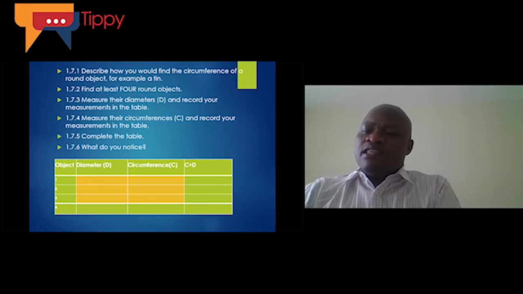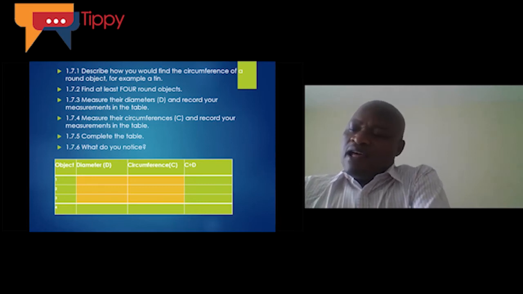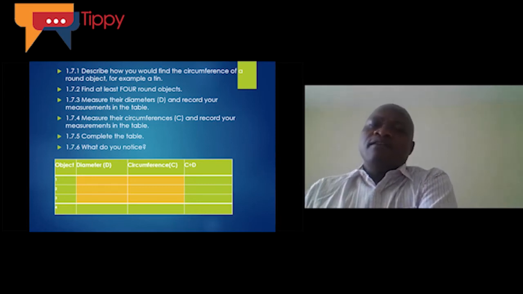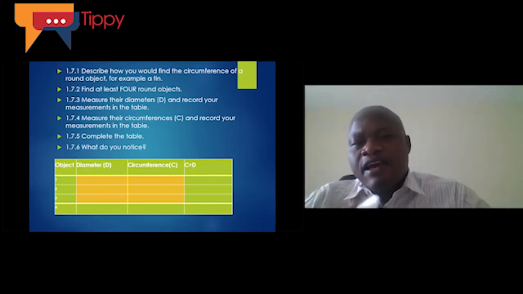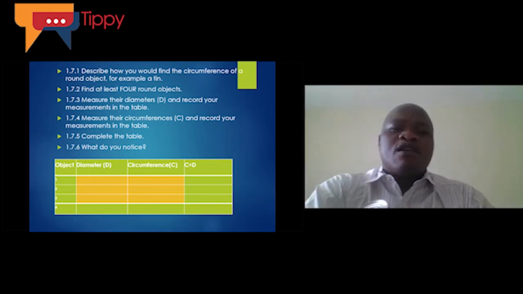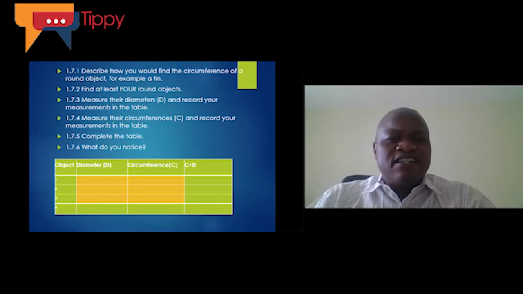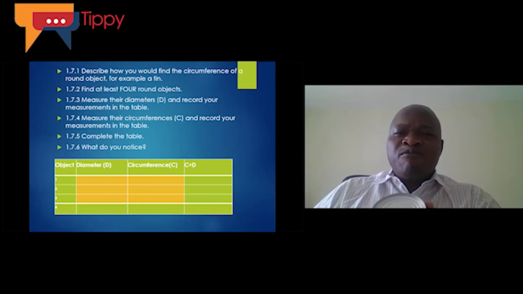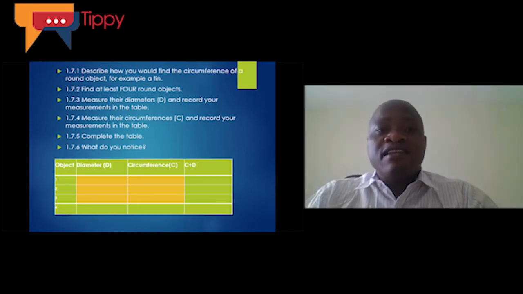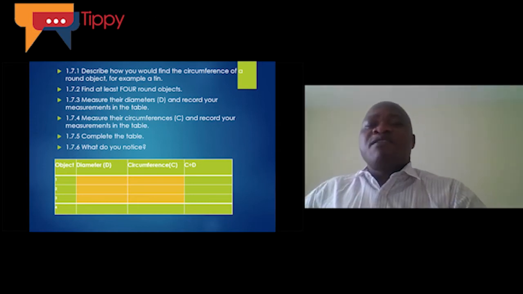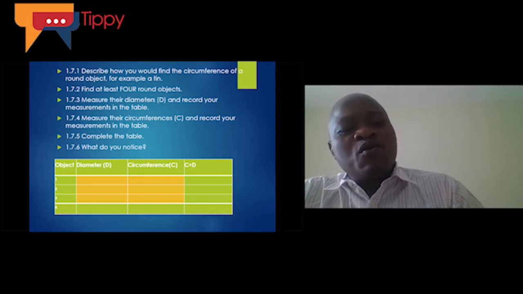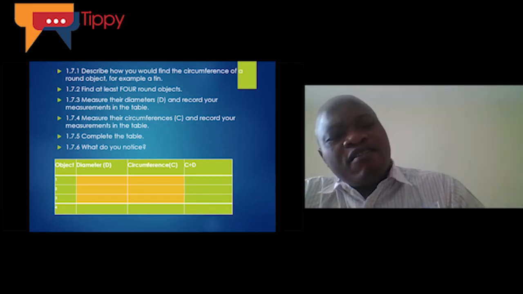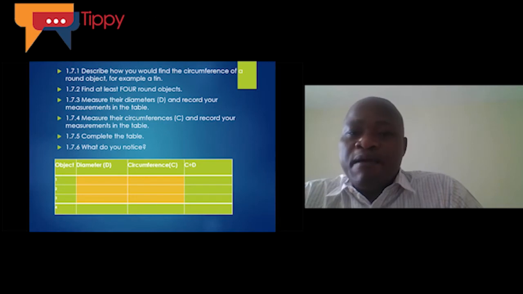So you take the longest length there. Okay. So we have the diameter of this object. You will record it there. You find a different object, a round object again. You do the same. You go through there and find the longest, measure there. Then you take it as your diameter.